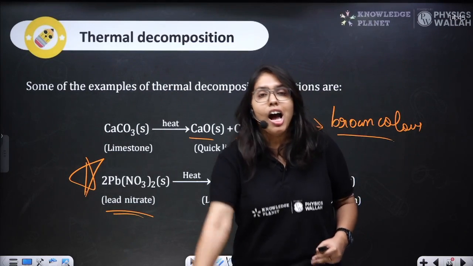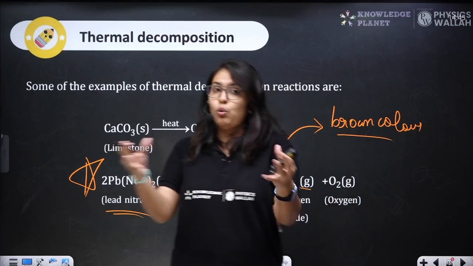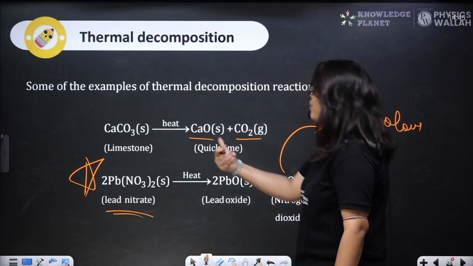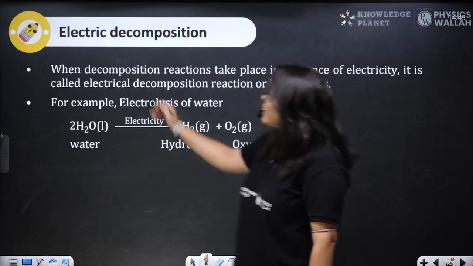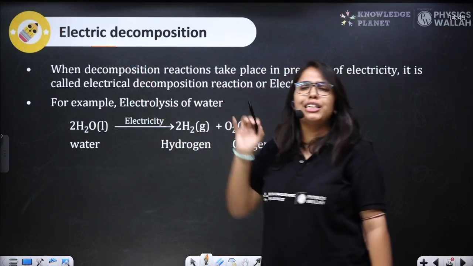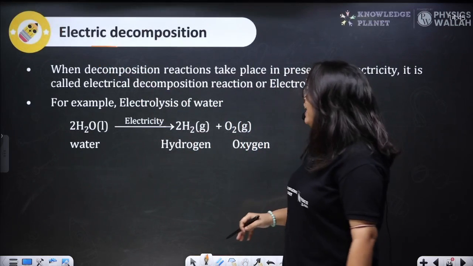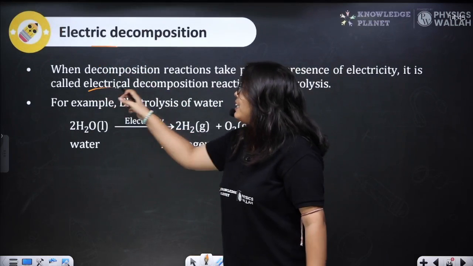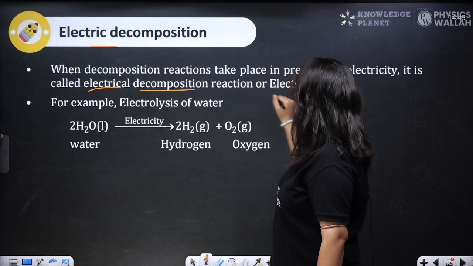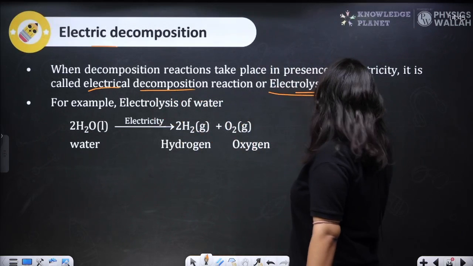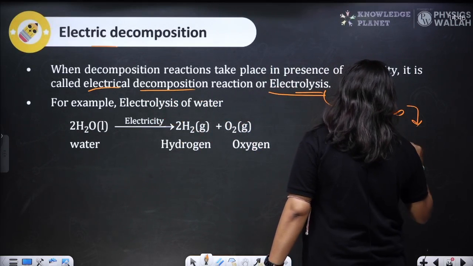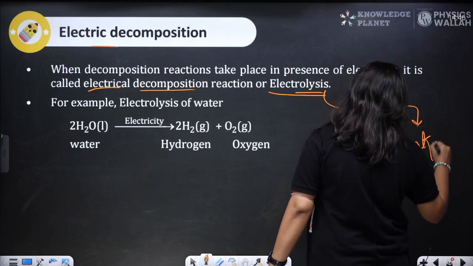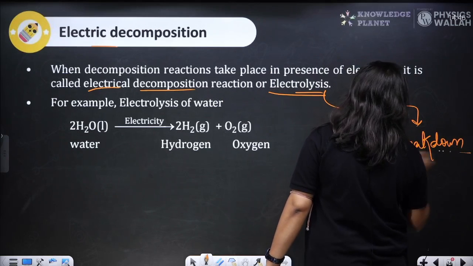They are. A single reactant is giving rise to two or more products in the presence of heat, thereby thermal decomposition. Let's now look at electric decomposition. Clearly, the energy is provided through electricity, thereby it is also known as electrical decomposition or electrolysis, since lysis means breakdown. Alright, beta? Lysis means breakdown.